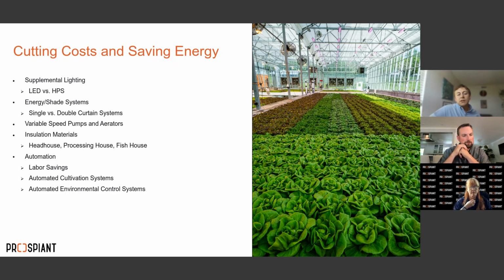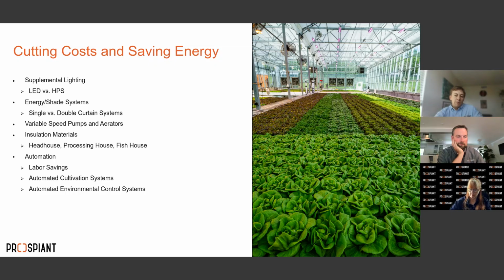Variable speed pumps and aerators. That's just going to help with energy control depending on the season and how much water or air is required in your pond. Insulation material is going to be a real big one for your head house, your processing house, and your fish house. Insulation is also going to be a big thing in the greenhouse as well. And again, as Paul discussed earlier, that shade system / energy curtain can actually double the R value of your roof. So you're actually going to be losing less heat in the wintertime if you have that shade system pulled.